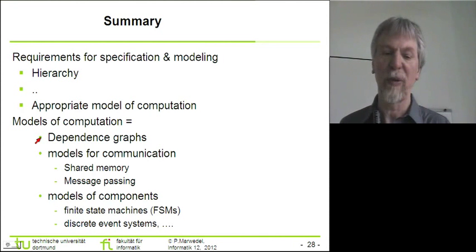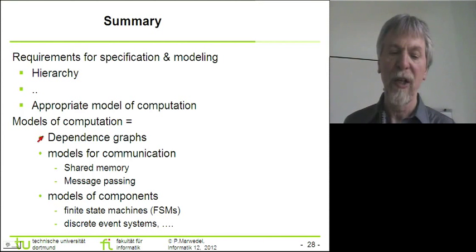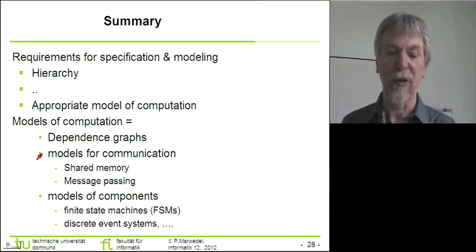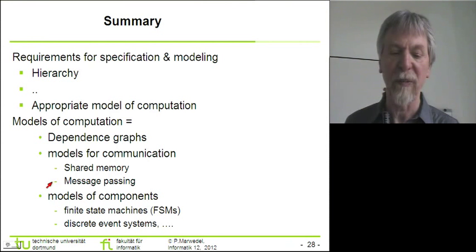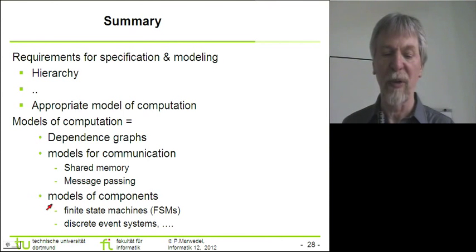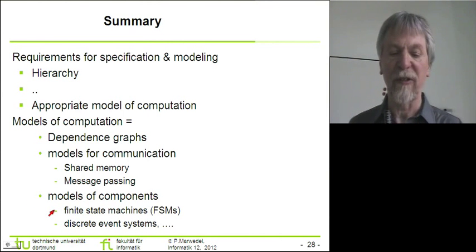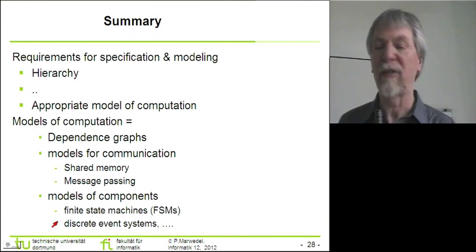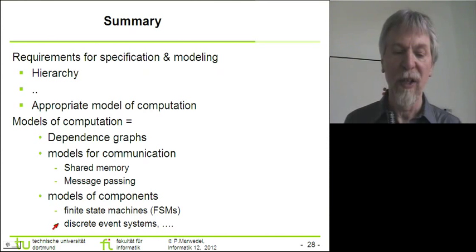dependence graphs. And then we are considering models of communication between the different components there. We saw as special cases shared memory and message passing. And we also looked at models for the computation within the components. And there we saw as examples models based on finite state machines and on discrete event systems, and also some others.